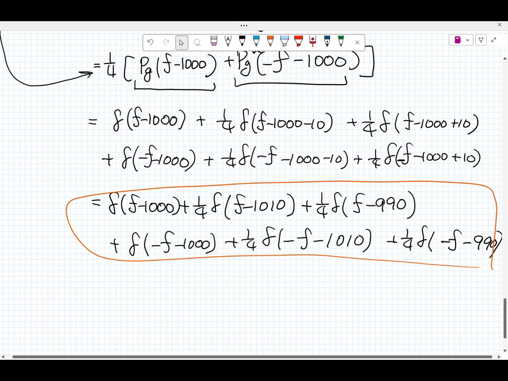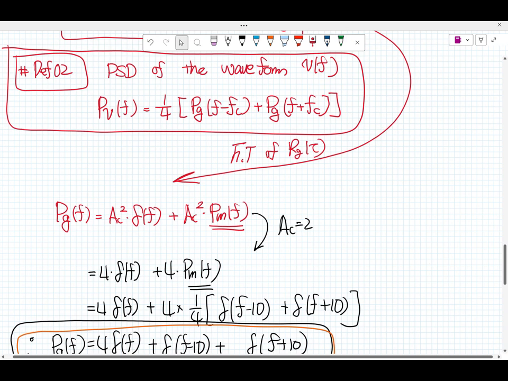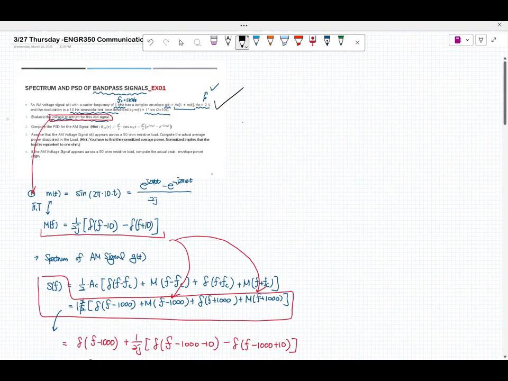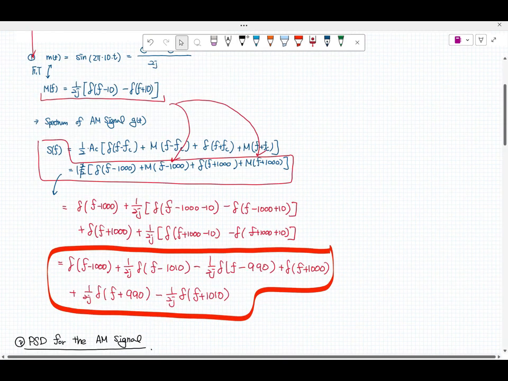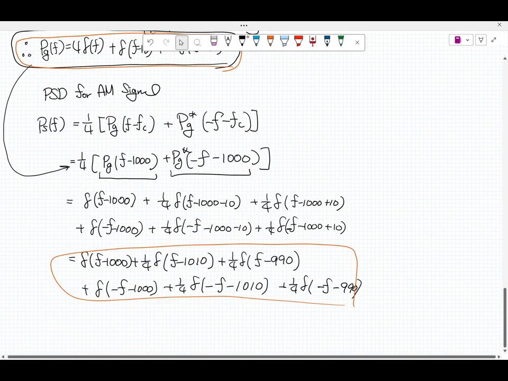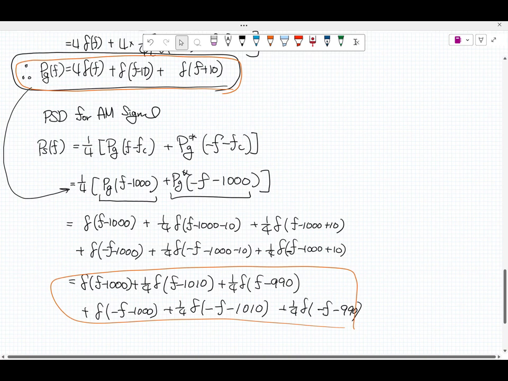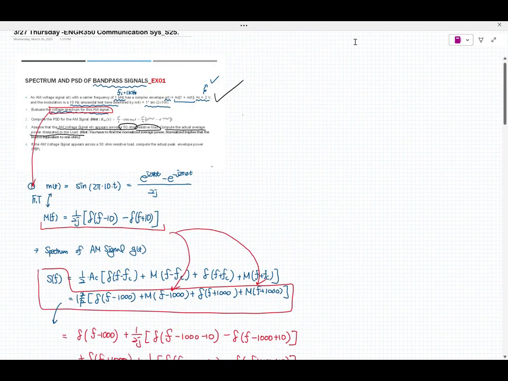Go back to the question. So question 3: assume that the AM voltage signal is across a 50 ohm resistive load, compute the average power dissipated in the load. So we have to normalize the power first, and then we're going to apply it to this one. What is the question number? Number 3.